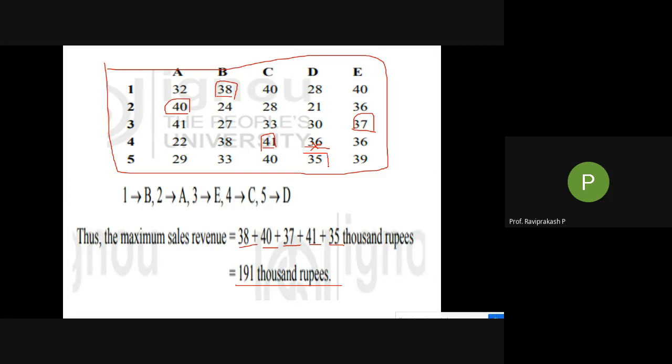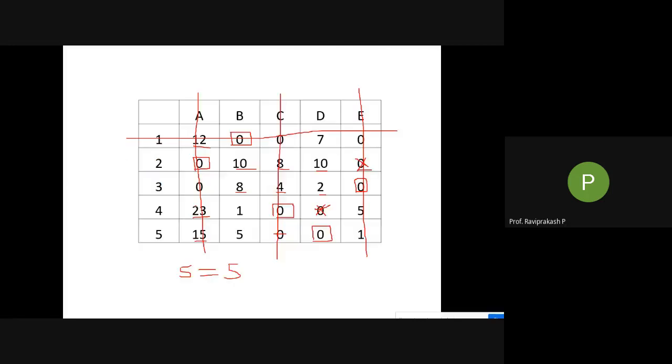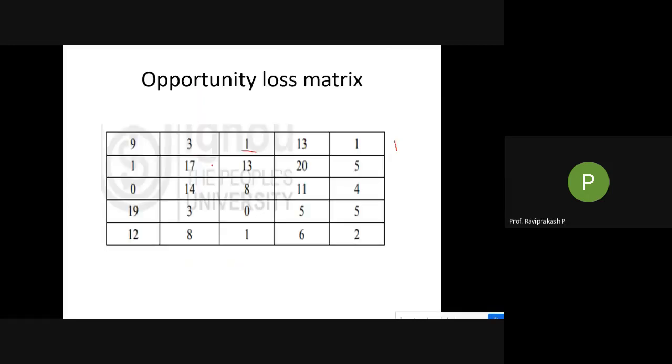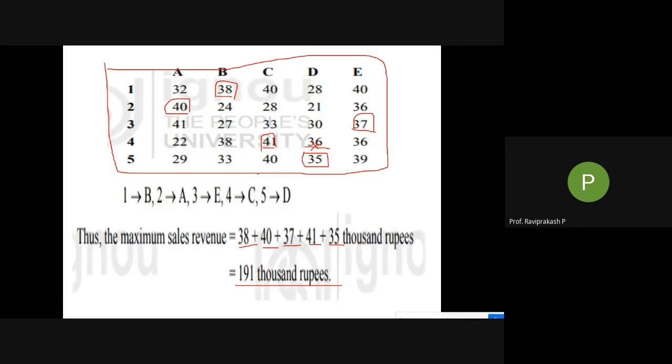So that's why we converted it into an opportunity loss matrix, got the assignments, and added the original values from the original matrix. So we are getting 191. If you take these values, you are getting the minimum. That's why we need to make sure whether it is asked minimum or maximum.